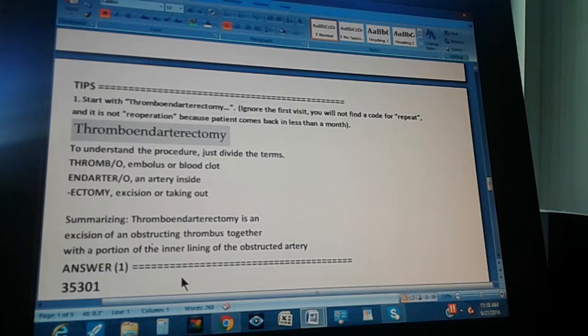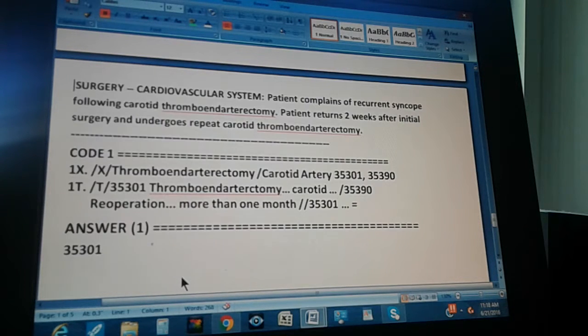Okay, once we have explained to you a little bit more about the problem, and you know the answer already, the answer is 35301. Now we're going to count to 3 so you can give us the path to the answer, how we got to the answer, okay? So 1, 2, 3. Okay, this is the summary of the whole problem. This is a surgery section of the CPT code, the cardiovascular system. The patient complains of recurrent syncope following carotid thromboendarterectomy. The patient returns 2 weeks after initial surgery and undergoes repeat carotid thromboendarterectomy.